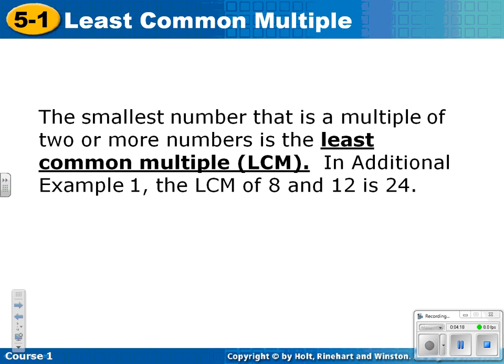This is the new part of the lesson. This is the new thing that you may have done before, but this will be a little review for you. The smallest number that is a multiple of 2 or more numbers is the least common multiple. Now, we have to understand, what is a multiple? What is a multiple? Anybody know? What's a multiple? Going once? Twice? Well, true, it is a number. What is it?